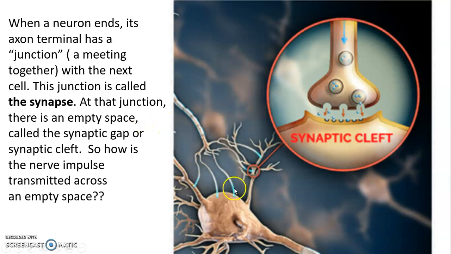And amazingly enough, that synapse, which is shown here and here, if you were to zoom in and look at it, there's actually empty space. There's free space right there. And the name of that space is the synaptic cleft or the synaptic gap.